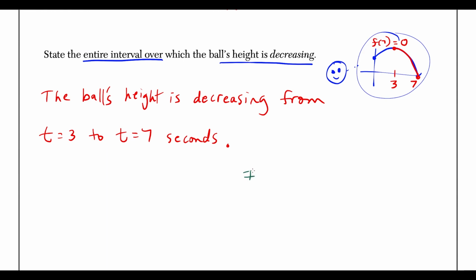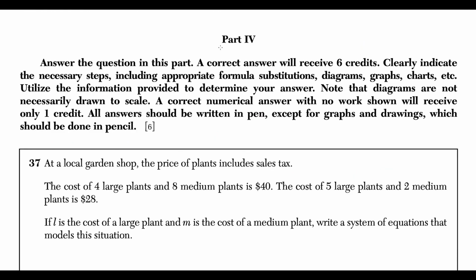If we want to write the interval out a little bit more formally here, what we could say is that t is between 3 and 7, like this. All right, moving on to part 4. This is the final boss, and it's worth 6 points.